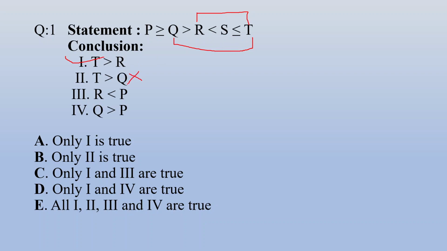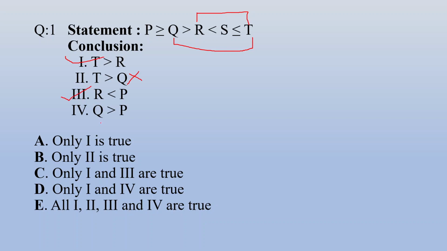Okay, now let's see conclusion 3. R is less than P. You can see here that P is greater than or equal to Q and Q is greater than R, which means P is greater than R. So here also, if you read this statement from right to left, it says that P is greater than R, which means our conclusion number 3 is also right.